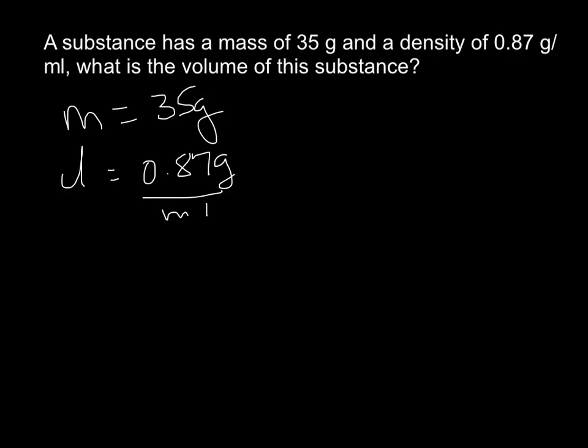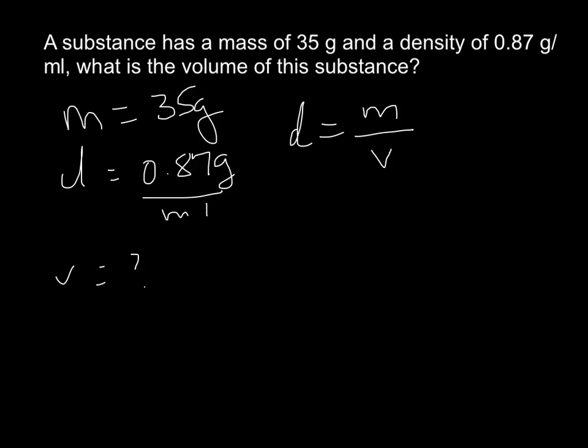So in this problem, it says a substance has a mass of 35 grams and a density of 0.87 grams per milliliter. What's the volume? So this time we're trying to just get the volume by itself. What do we know? Well, we know the mass is 35 grams. And we know the density is 0.87 grams per milliliter. So what is the volume? Well, this is one of those ugly problems. Density is mass divided by the volume. So we've got to get the volume by itself.